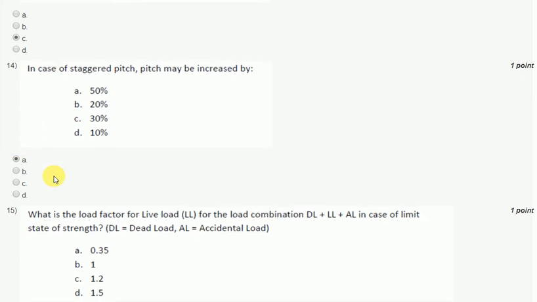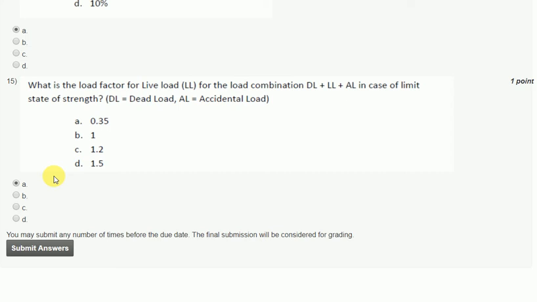And now move to the last question, question number 15. What is the load factor for the load combination dead load plus live load plus AL? AL means accidental load. In case of limit state of strength, the factor for dead load is equal to 1, and for live load it is equal to 0.35. That means option A will be the correct option. And for the accidental load we can also take 0.35. So option A will be the correct option. You can go with this.